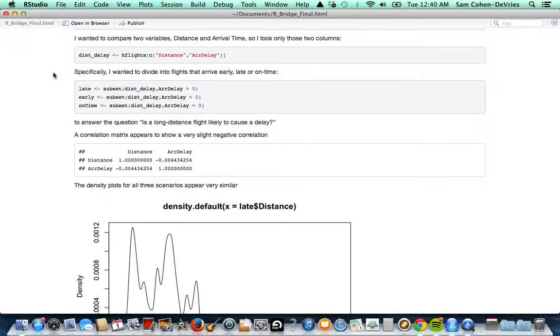So I used subset to divide the data into arrival delays greater than 0, meaning the flight was late, arrival delays less than 0, meaning the flight arrived early, or arrival delay equals 0, which means it arrived on time.